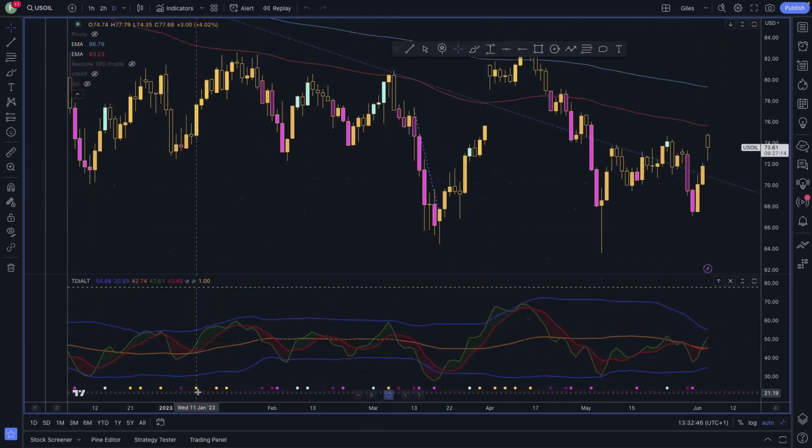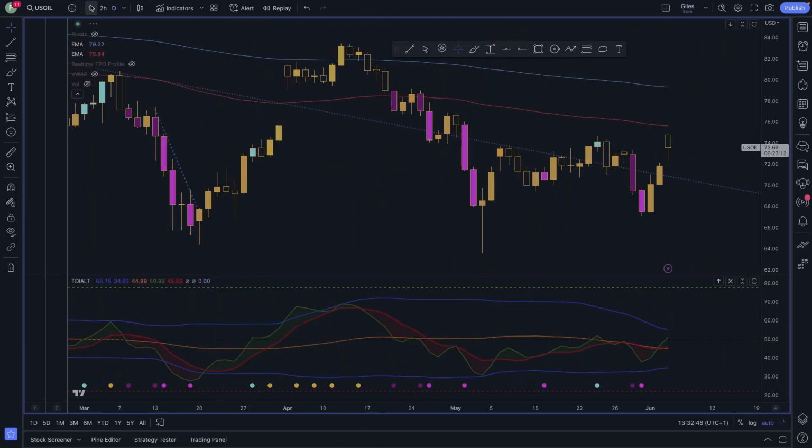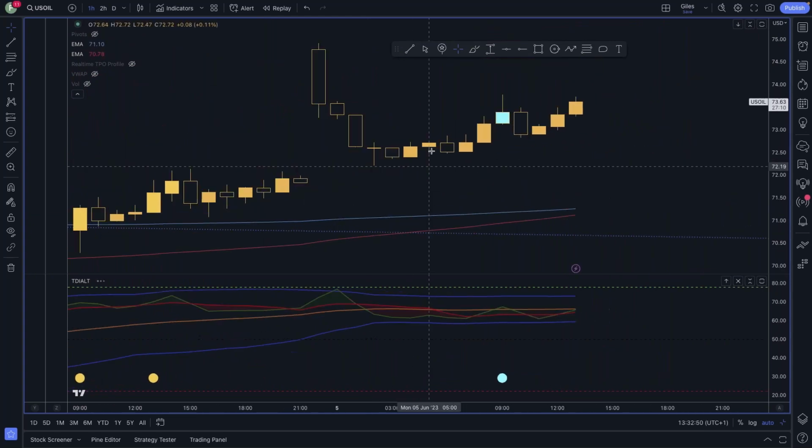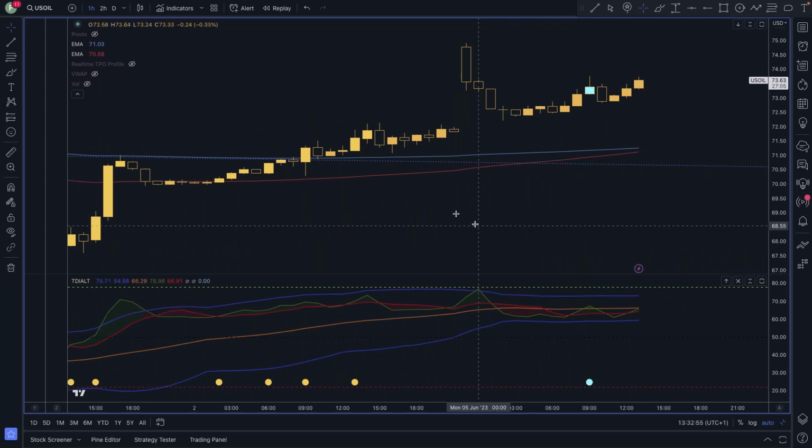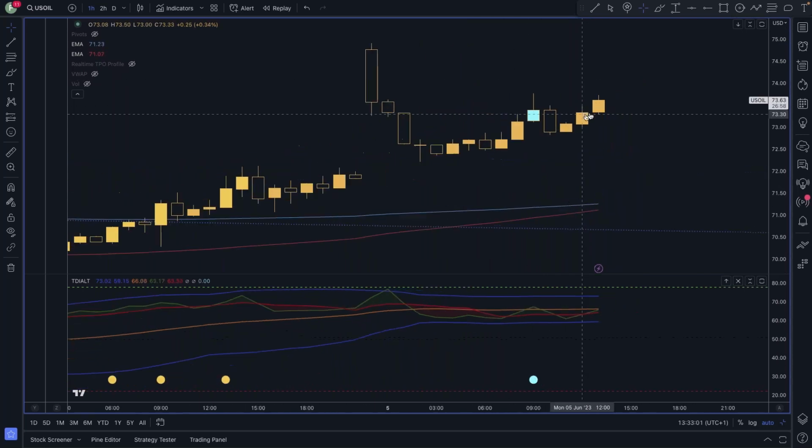Now, oil markets jumped higher on the surprise production cut at the OPEC Plus meeting from Saudi. And you can see here, price spiked up, hit that 75 and has sold off, found buyers on the dips. Now, this is technically called a rising window.